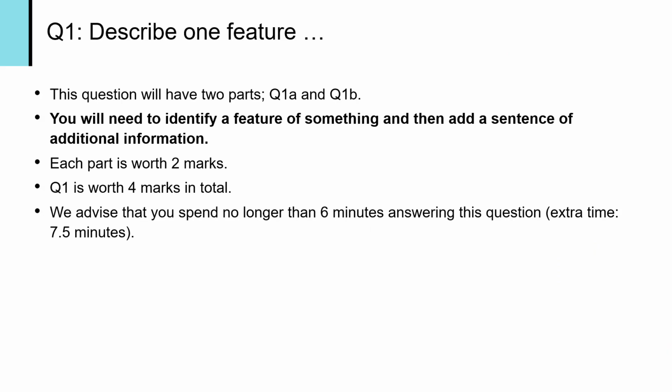So question 1 will ask you to describe one feature. This question will have two parts, question 1A and question 1B. You will need to identify a feature of something and then add a sentence of additional information. Additional information can be descriptive or say why something happened, but it needs to be clear that the additional information is linked to the feature.